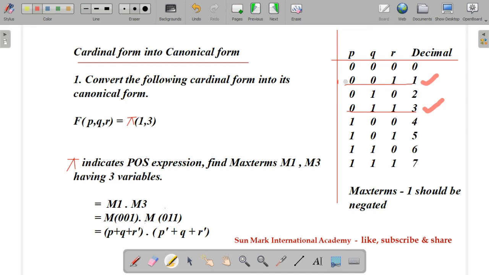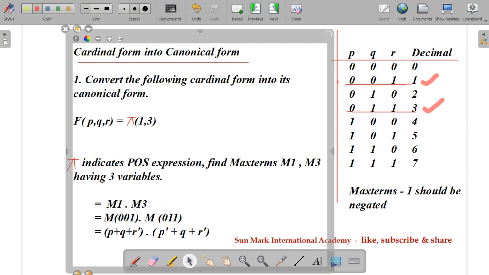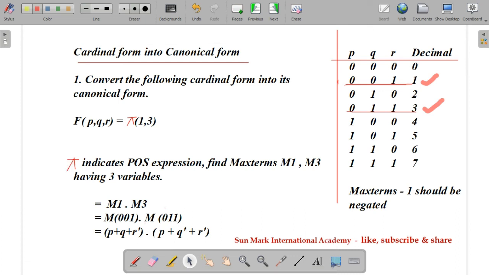1 is the decimal value, the corresponding binary value means M of 001 dot M of 011. In a max term, the variable with value 1 should be negated, and all other terms we write the same. So we can write P plus Q plus R dash. 1 should be negated, is it? P plus Q plus R dash. Next one, P plus Q dash plus R dash. 1 should be negated, so P plus Q dash plus R dash. So this is the canonical form of the given cardinal.